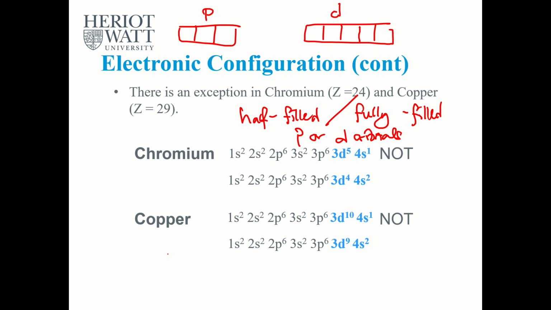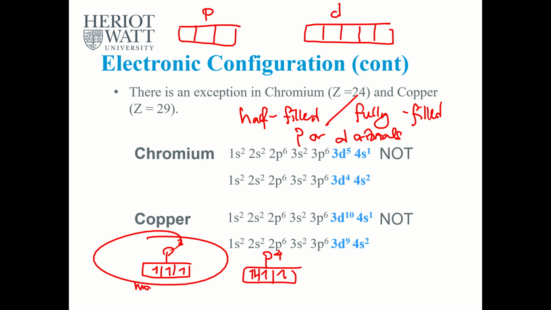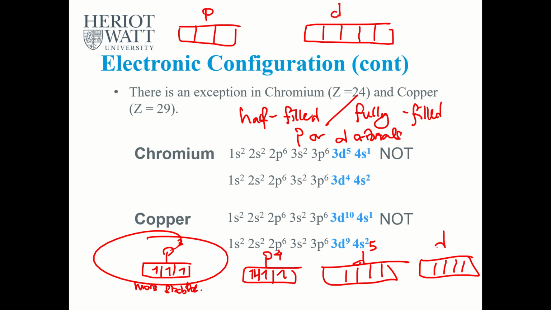Let's say, for example, I have p3, 1, 2, 3, right? p3 compared to p4, which one is actually more stable? This one is more stable because it's half filled. And then let's compare d orbitals. I have d5 compared to d7, let's say. Which one is actually more stable? d5, because it's half filled.